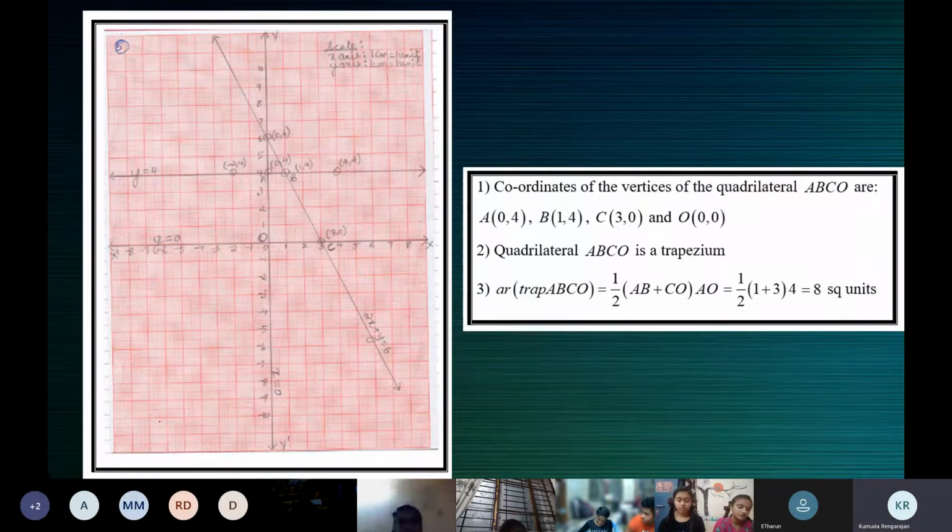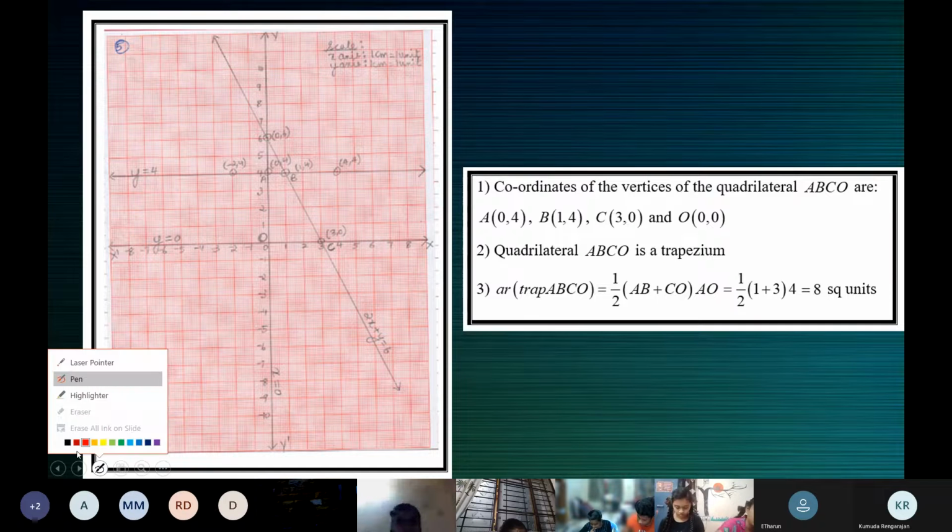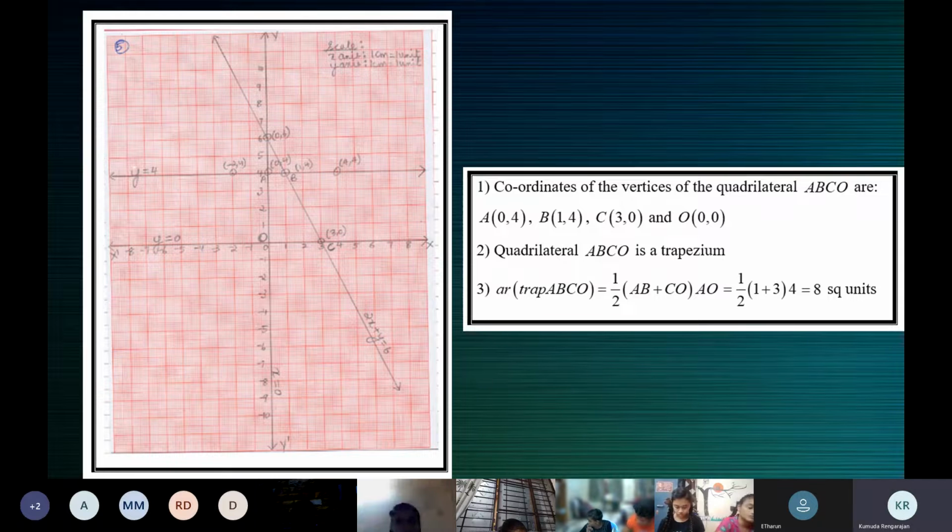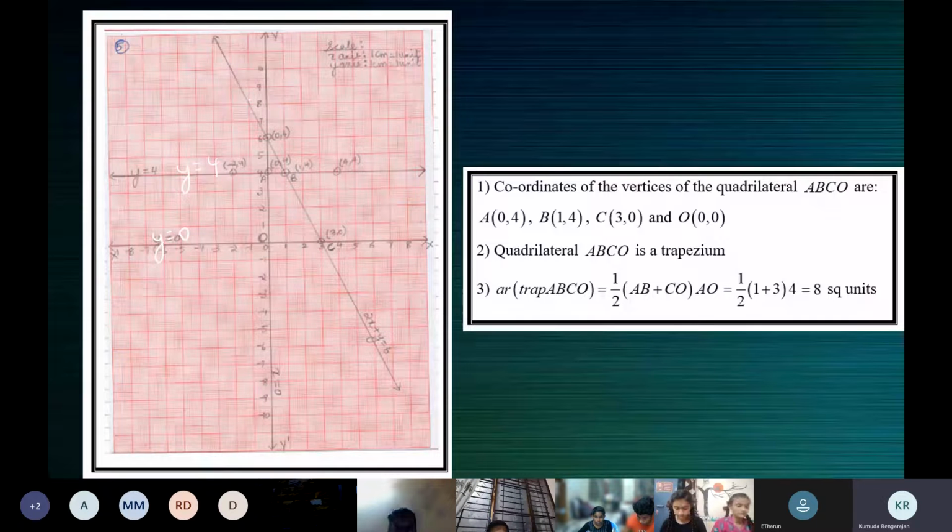So you can see I've written the equations. This line is y is equal to 4. This x-axis is y is equal to 0, you must write that. And the y-axis is x is equal to 0, I've written it here. And this line is 2x plus y is equal to 6, you can see it here.